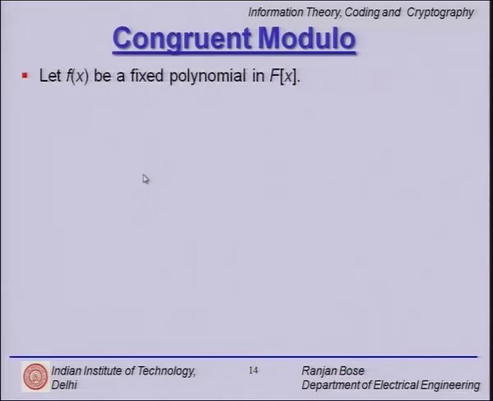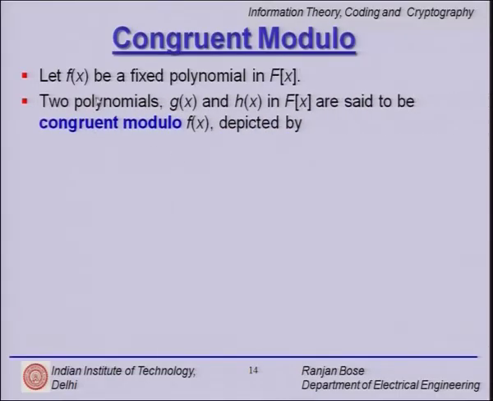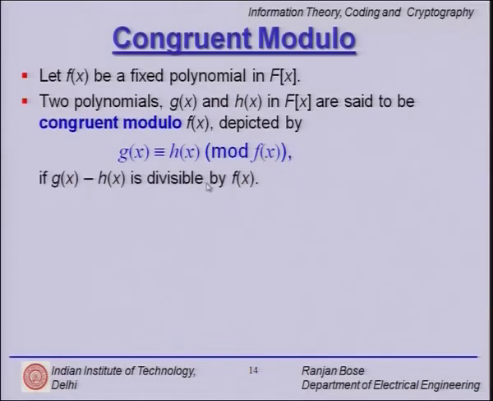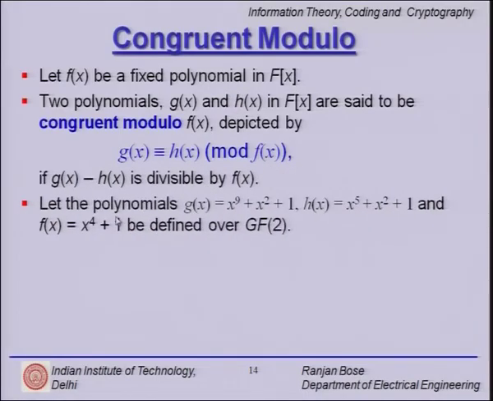Now, we talk about this term called congruent modulo. So, let f(x) be a fixed polynomial within this collection or set F(x). Now, two polynomials g(x) and h(x), both contained in F(x), are said to be congruent modulo f(x). f(x) was a fixed polynomial in capital F(x). So, if g(x) is equal to h(x) mod f(x), then g(x) minus h(x) is divisible by f(x).